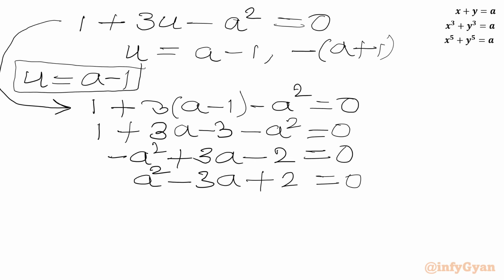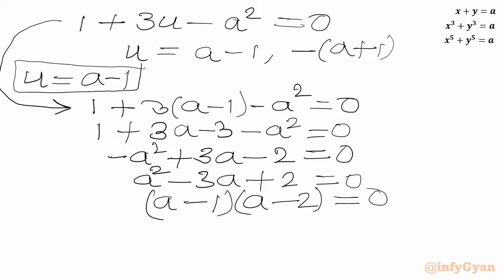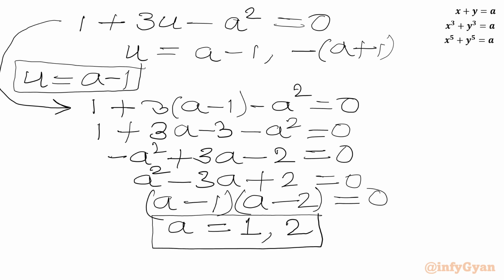Now we will factorize this quadratic equation and we will get a minus 1 times a minus 2 equal to 0. So from here we will get either a minus 1 equal to 0 or a minus 2 equal to 0. So from our first equation we will get 1, from second equation we will get 2. So for u equal to a minus 1, we are having two a values, plus 1 and plus 2.